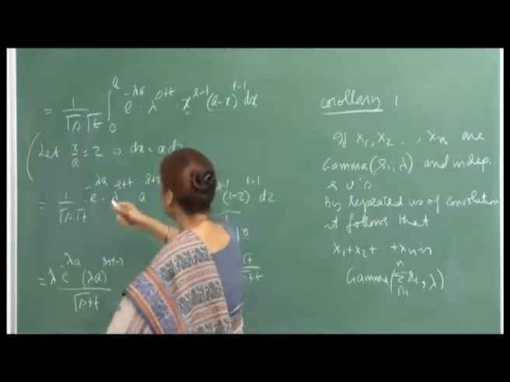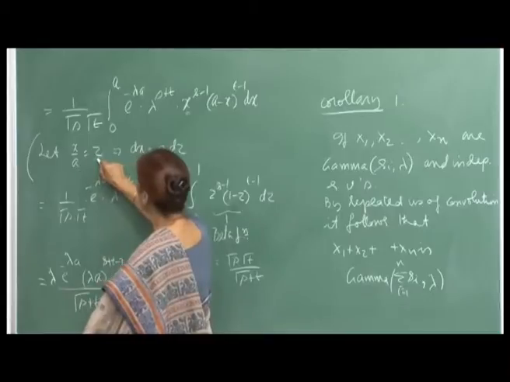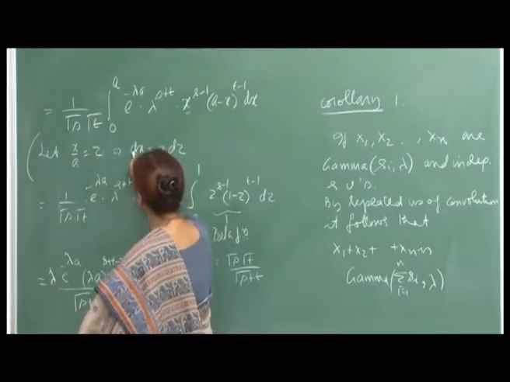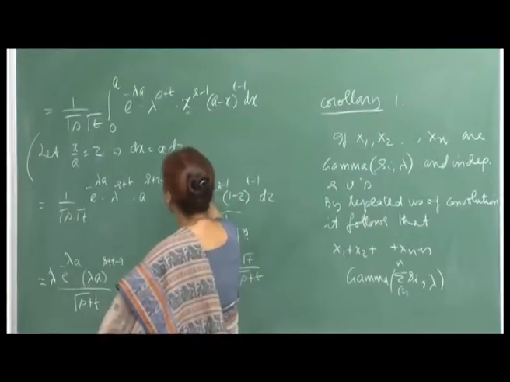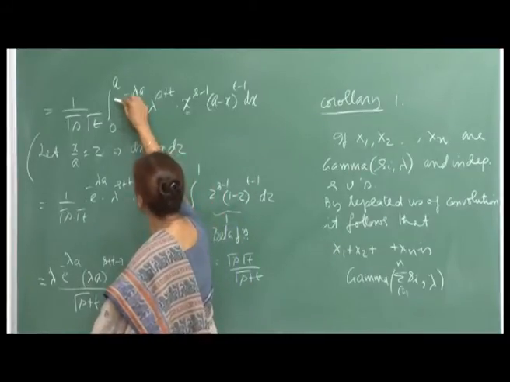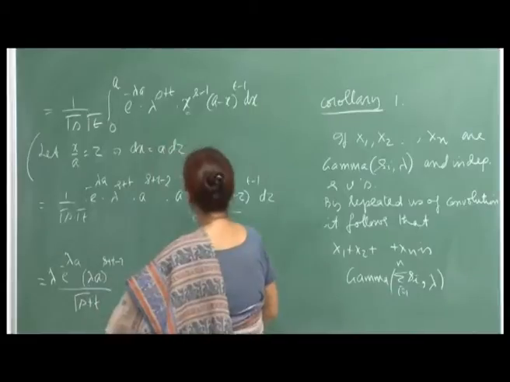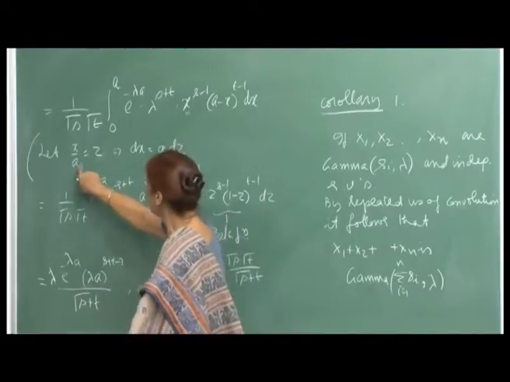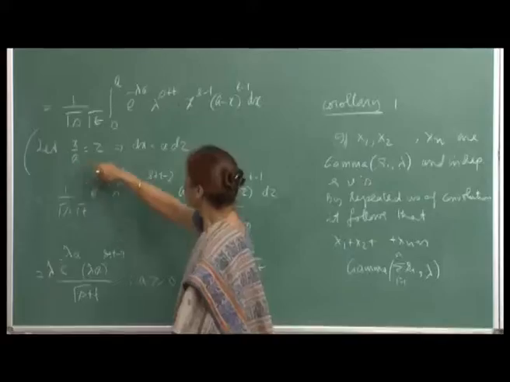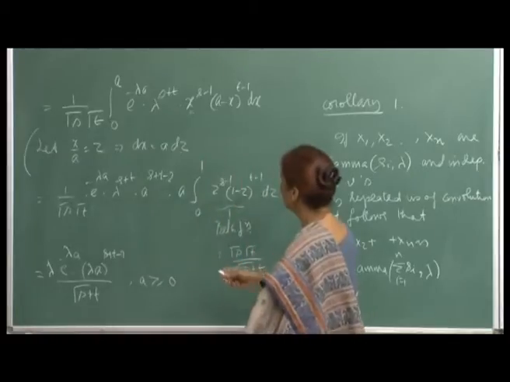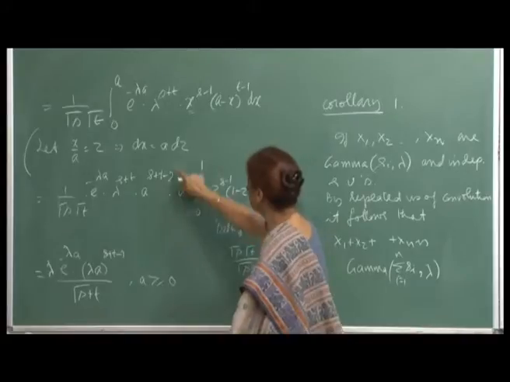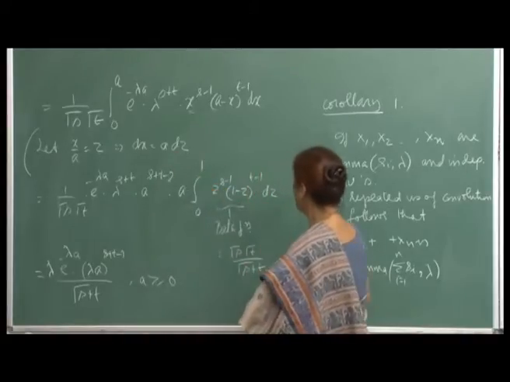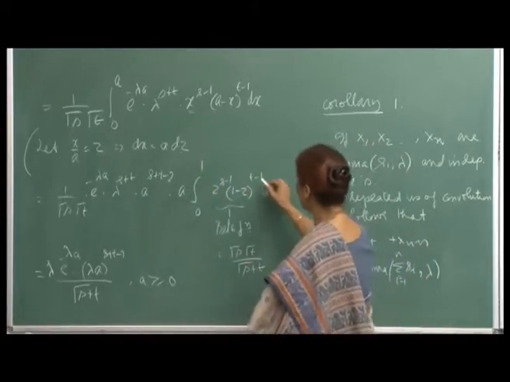Now, make the substitution that x upon a is equal to z. So, this will imply that your dx gets replaced by a dz, and your range goes from 0 to 1 instead of 0 to a, because x by a we have put as z. So, the range for z will be from 0 to 1. Therefore, the constant terms I have put outside, and this a comes from here, and then you have this in this.